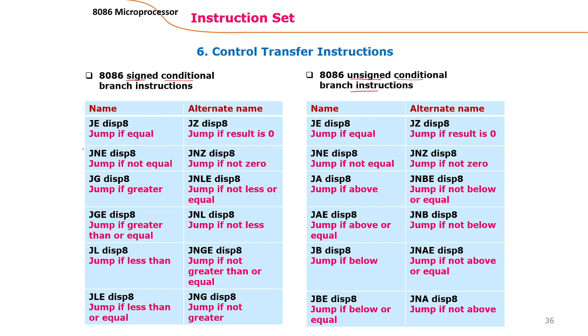Like JE with 8-bit data. That means jump if equal. If this data is equal, then it will jump. Otherwise, it will not jump. Similarly, jump if not equal: if the data is not equal to the accumulator data, then it will jump. Similarly, there are different conditions you can see.